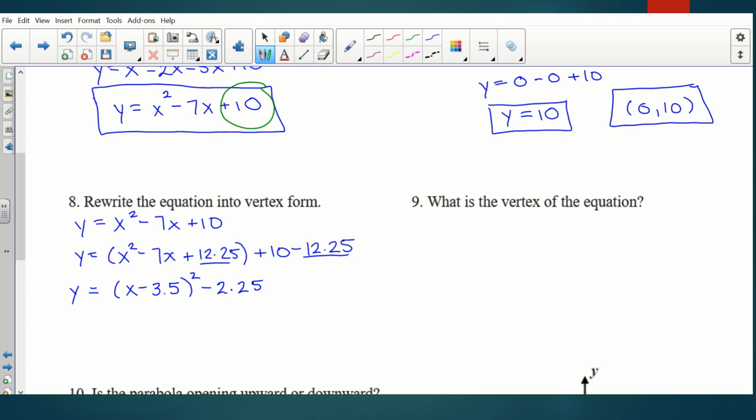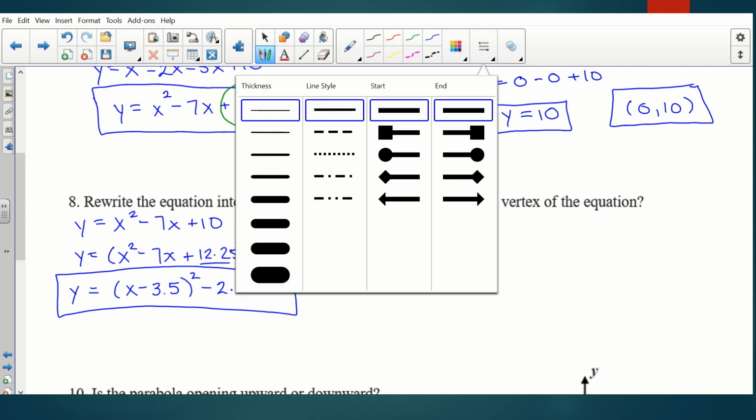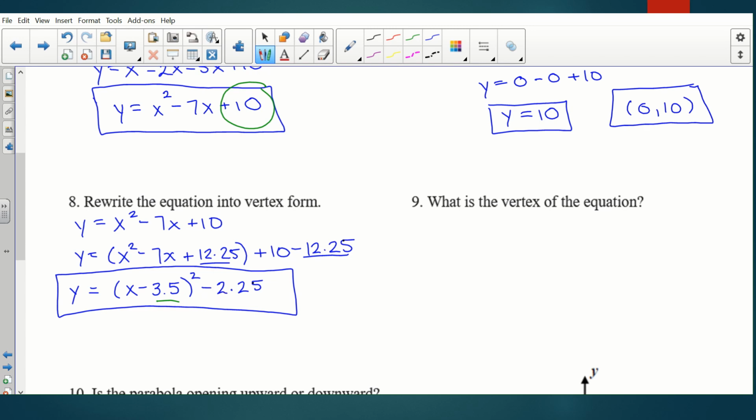All right, so we're looking good. Here is our vertex form of that quadratic. And remember, the vertex comes from that value inside the parentheses as well as the value outside the parentheses. So our vertex is 3.5, the opposite of what we see.